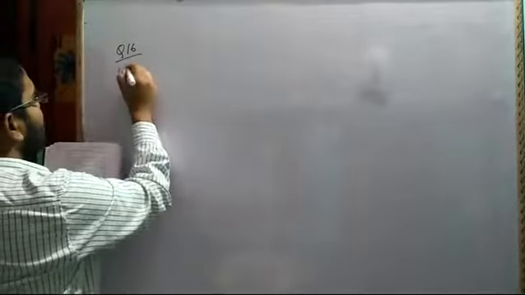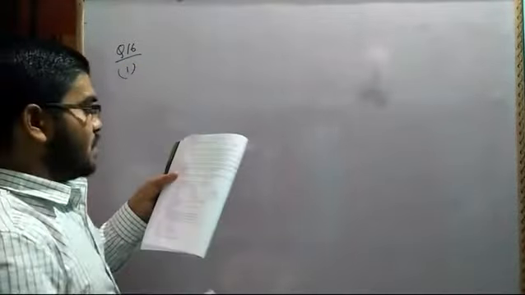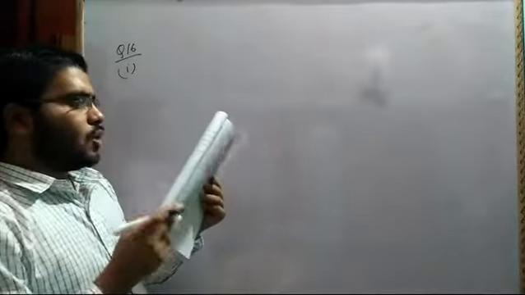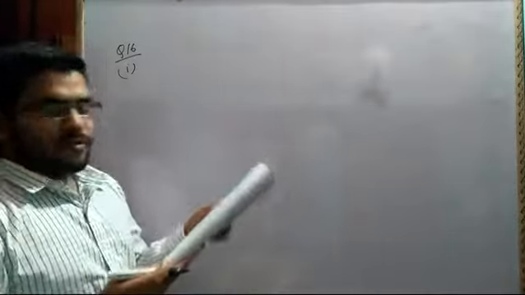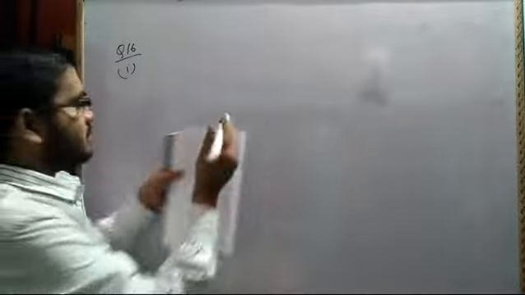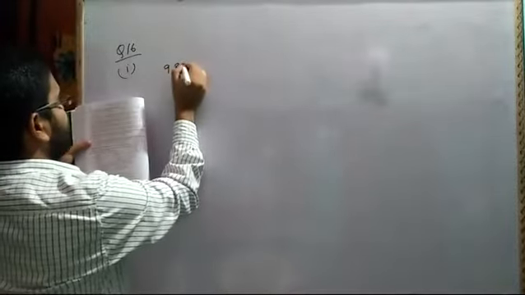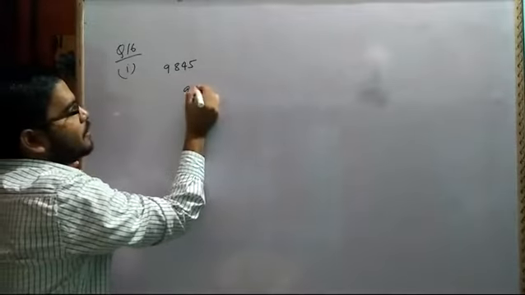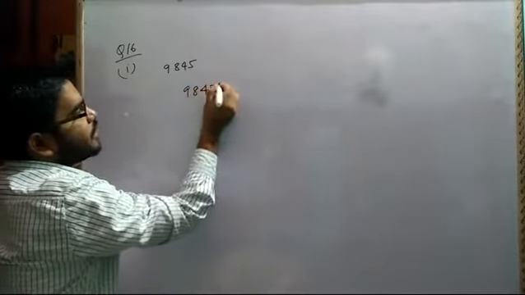Sub part A I will be solving. Numbers 1, 2, 3 are all the same. Find the least number that must be subtracted from each of the following numbers to get a perfect square. That means what number should be subtracted from 9845 so that the number becomes a perfect square. First of all, we have to find the nearest perfect square.